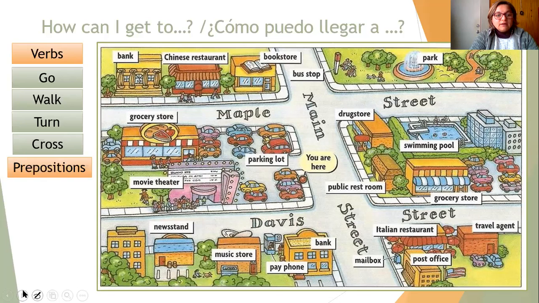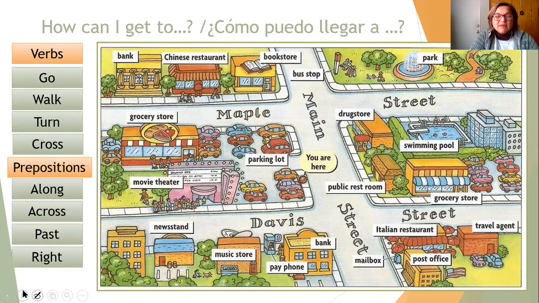And also we had prepositions, for example, algunas nomás, along, across, past and right. Across siempre lo usamos across from, ¿ya? Across from. Right, y también tenemos left.